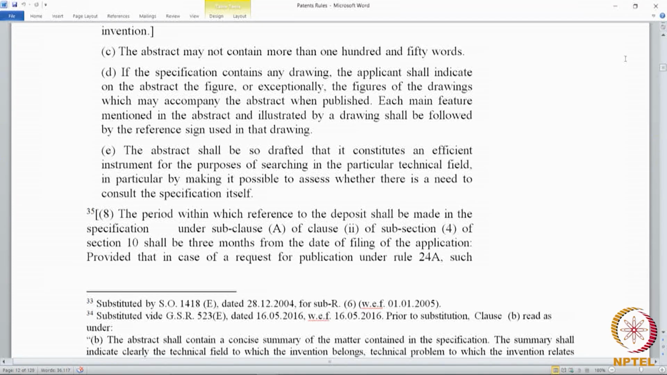Now, E states the function of the abstract. The abstract shall be so drafted that it constitutes an efficient instrument for the purpose of searching in a particular technical field, in particular by making it possible to access where there is no need to consult the specification itself. So, as we mentioned, abstract is a tool for search because it's a concise summary.